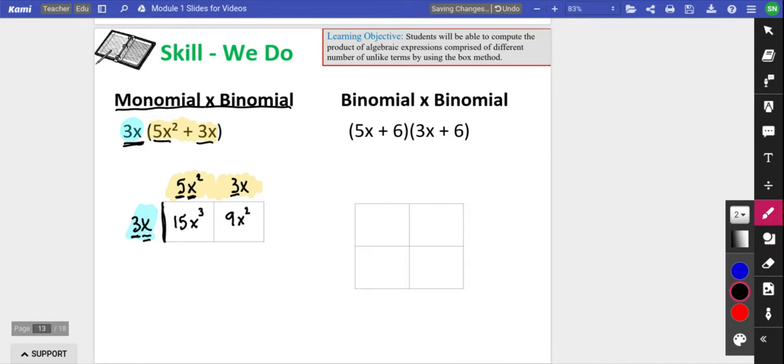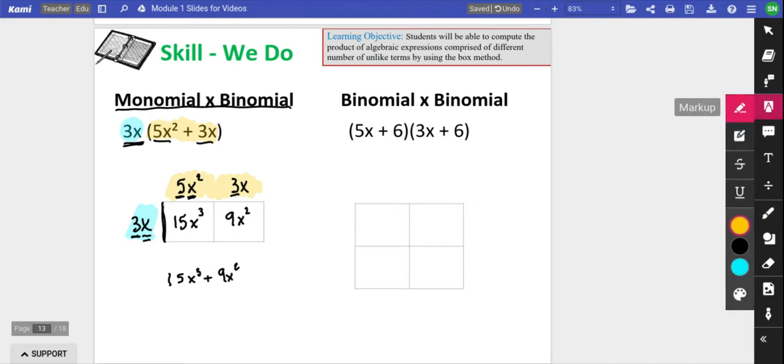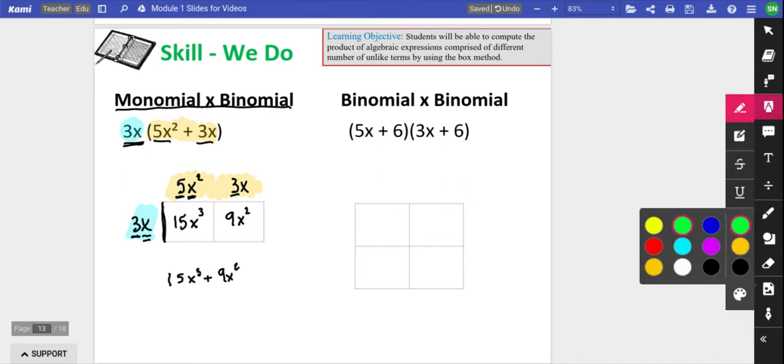Now we have to extract the information from the table. If we are unable to combine anything, then we just bring it out. 15x cubed plus 9x squared. I will show you what I mean by having to combine on the next example. For now, this is the answer.